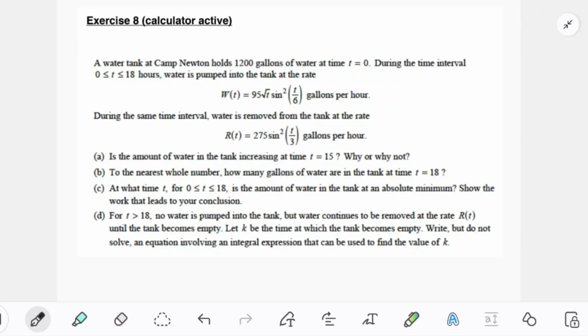This is Worksheet 5.7, Exercise 8. Pause the video and read through the question.